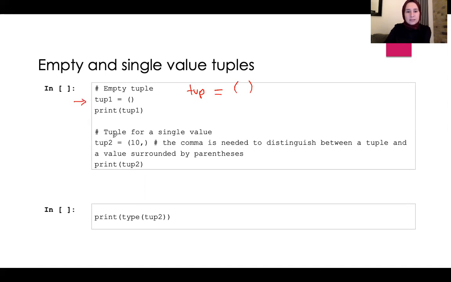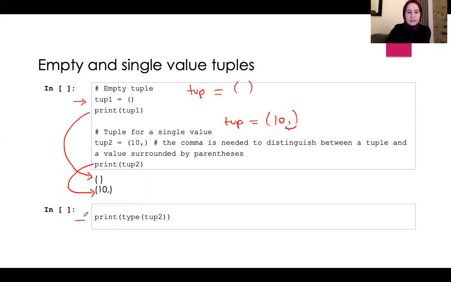It is also possible to create a tuple with a single value. How we can do this is that this is the name of my tuple that equals one element, followed by a comma. This is how you can create a tuple with a single value. The comma here is needed to distinguish between a tuple and a value surrounded by parentheses. When you run this piece of code, the first one will print an empty tuple, and the second one will print the tuple with a single value.